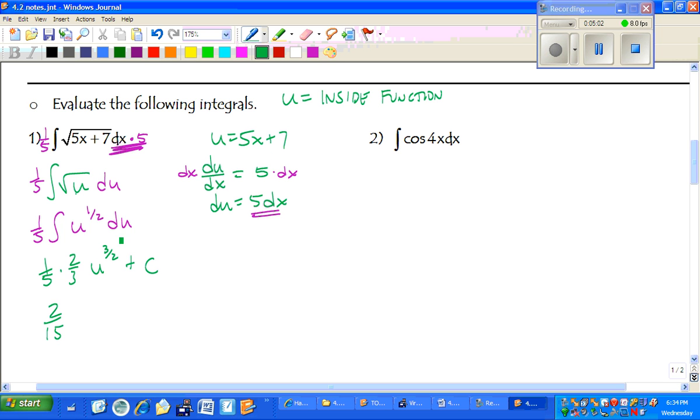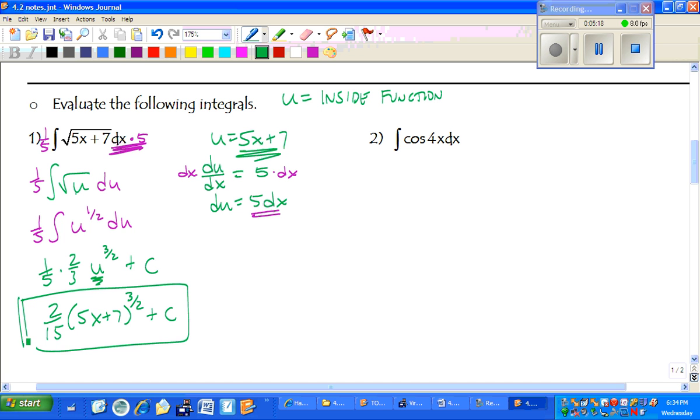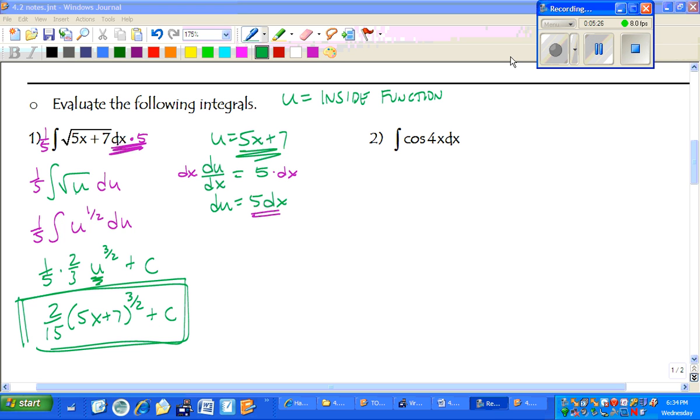Well, at this point, we need to go ahead and substitute u back in. We started off in terms of x, so our answer needs to be in terms of x. We can just put 5x plus 7 back in the place of u. So our antiderivative is 2/15 times 5x plus 7 to the 3/2 plus c.